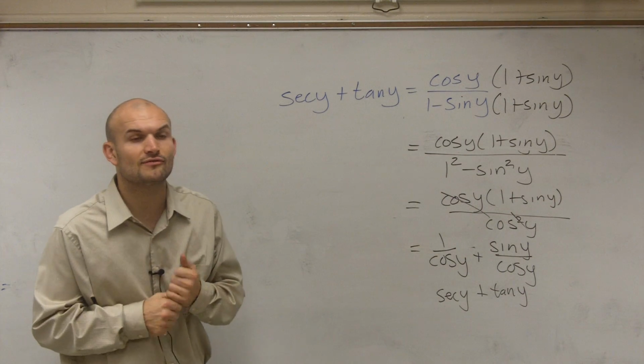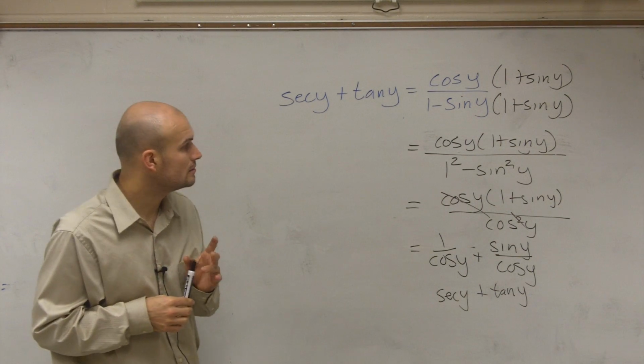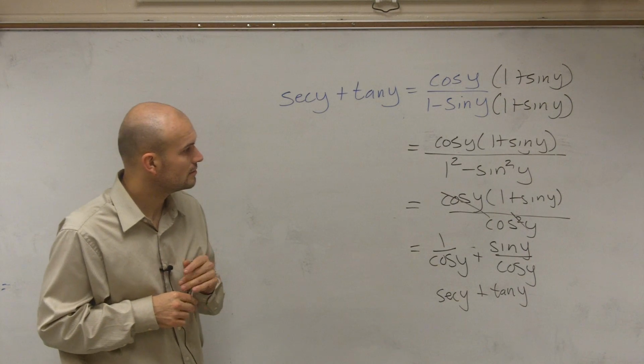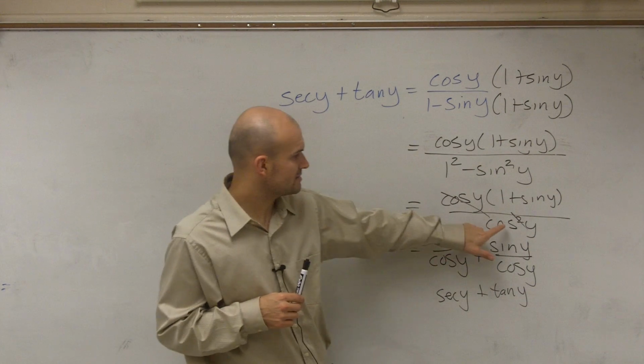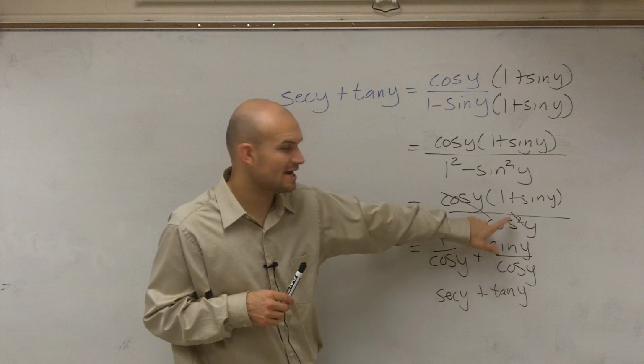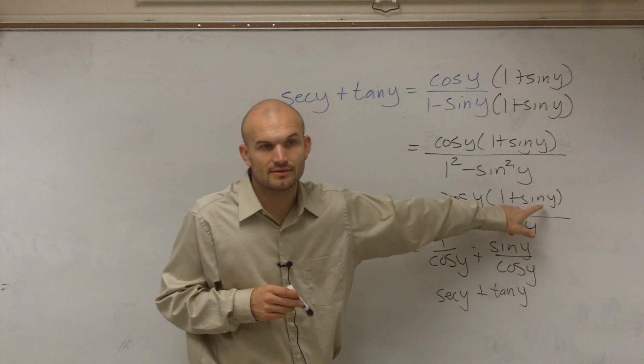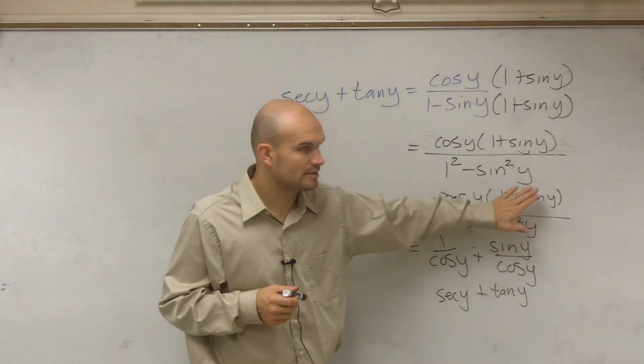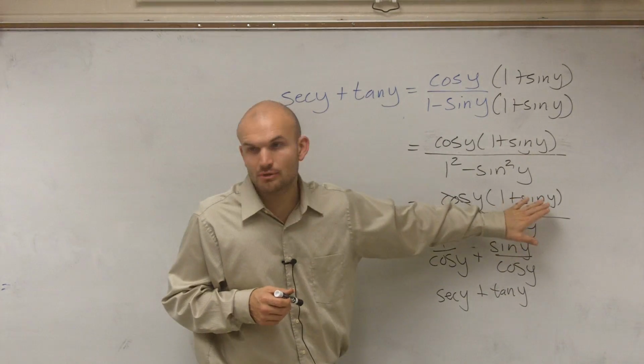What step did you get confused on? How did you get sine? What I did is I divided my cosine into 1 and cosine into sine. Oh, because that divides into both terms.